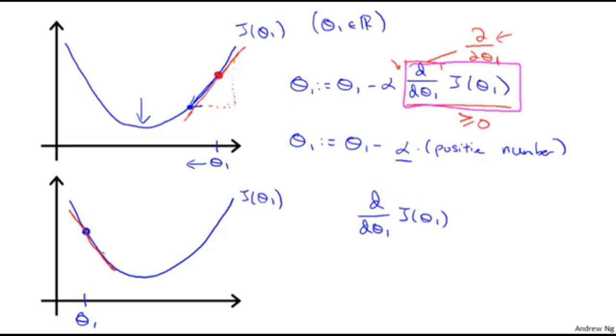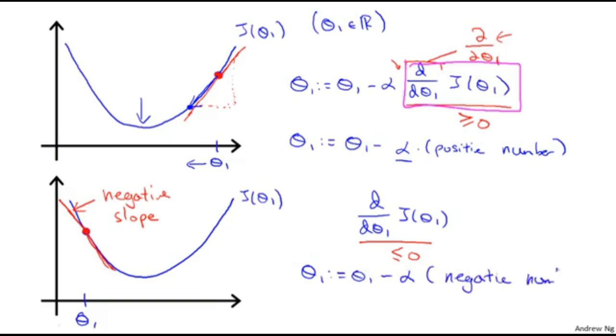So this derivative term is the slope of this line. But this line is slanting down, so this line has negative slope. Alternatively, I say that this function has negative derivative, which just means negative slope at that point. So this is less than or equal to 0. So when I update theta, theta gets updated as theta minus alpha times a negative number.